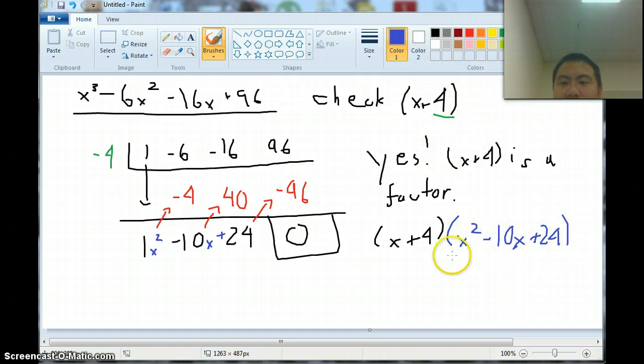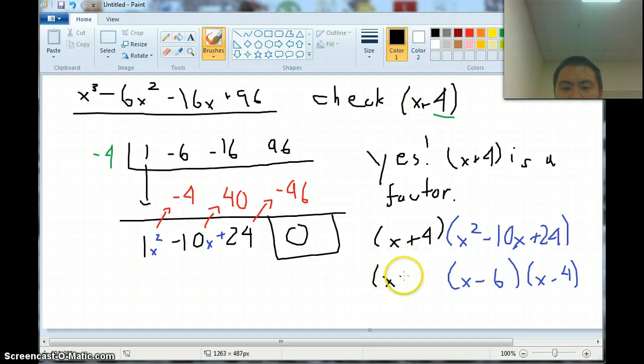Now that we have an x squared here, we can even use x box. And if we used x box, we would get x minus 6 and x minus 4. Right? So see how this actually could be broken up by x box. And I'm still left with the factor here of x plus 4. So in this case, we were able to factor everything out.